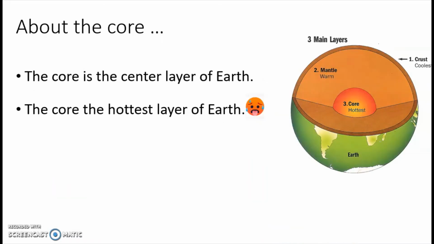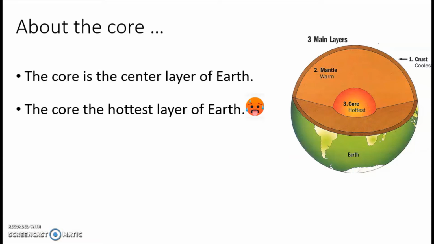Let's talk about the core. The core is the center layer of Earth. There it is. The core is the hottest layer of Earth. Oh my goodness, really hot. So the crust, not hot. The mantle, warm, can melt rock. The core, very, very, very hot.